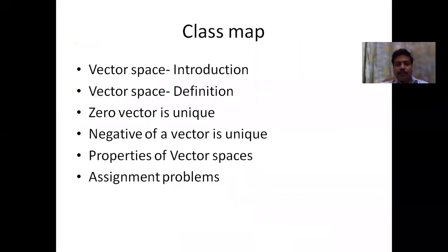In this class, first we introduce vector spaces and we discuss the importance and why we need to learn vector spaces. Later, we will have a detailed definition of vector space. After that, we will prove two concepts. One, zero vector in every vector space is unique. And the next one is negative of a vector in a vector space is unique.